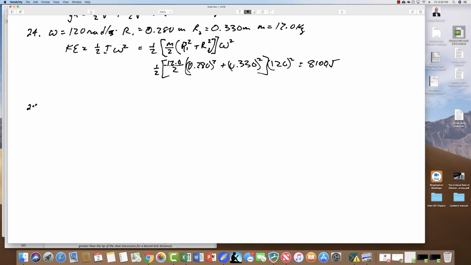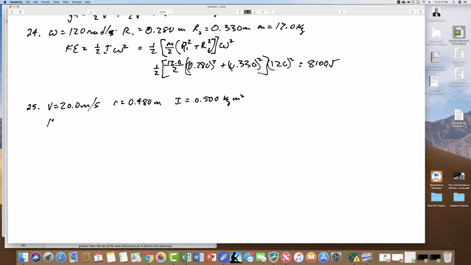Number 25. A baseball pitcher throws the ball with a motion where there is a rotation of the forearm about the elbow joint as well as other movements. If the linear velocity of the ball relative to the elbow joint is 20 meters per second at a distance of 0.480 meters from the elbow, and the moment of inertia of the forearm is 0.500 kilogram meter squared, what is the rotational kinetic energy of the forearm?